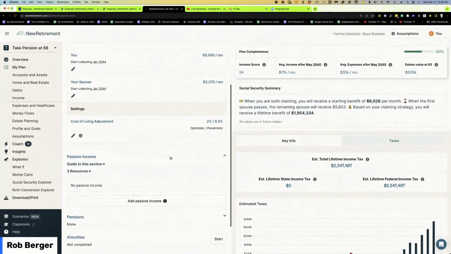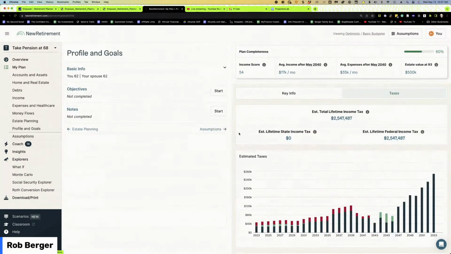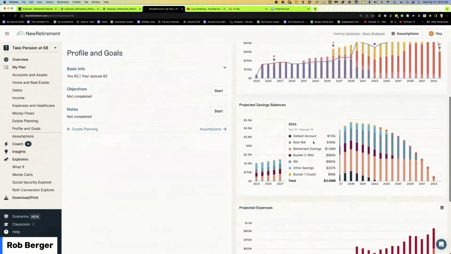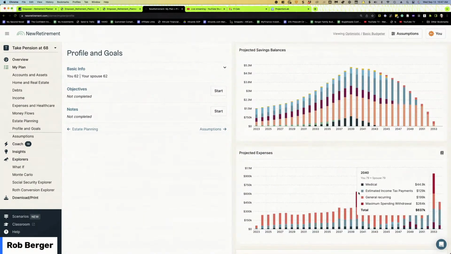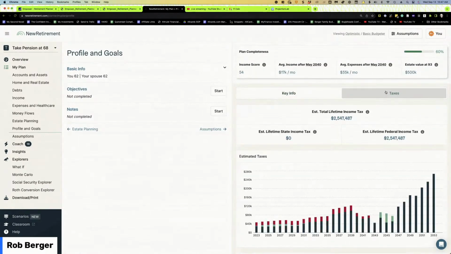Oh, one thing I wanted to mention that New Retirement does that Empower doesn't. Let me show you. Because this is an important part of the what-if analysis you might want to run to deal with some of the stress tests. If we go to, I think we can just go to profile. Yeah, if you go to profile, you see this key information. This is income and savings by sources, projected expenses, very useful. And then you have taxes.